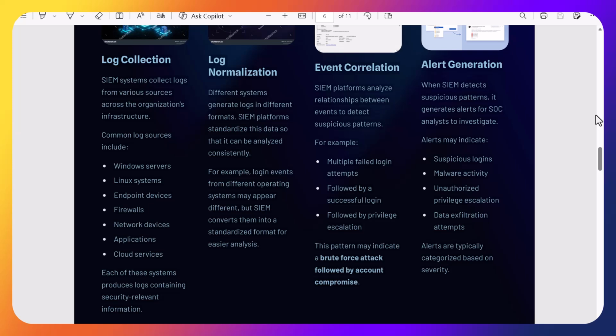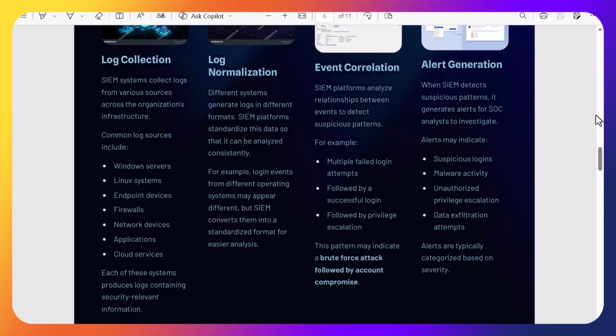Privilege escalation occurs when a user gains higher access permissions than they originally had. For instance, if a normal user suddenly obtains administrator level access, this could indicate malicious activity. When SIEM platforms detect patterns like this, they may indicate a brute force attack followed by account compromise. An account compromise occurs when an attacker successfully gains unauthorized access to a user account.